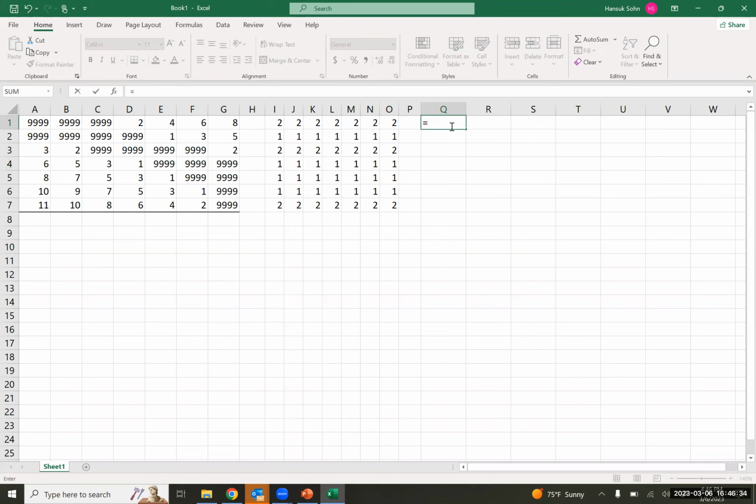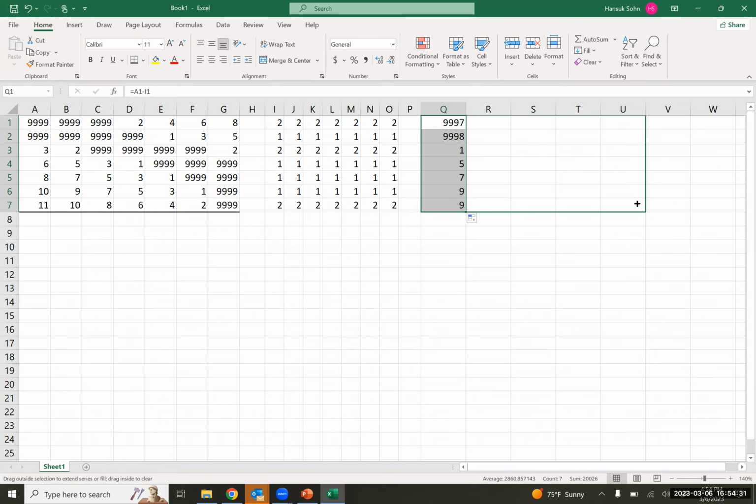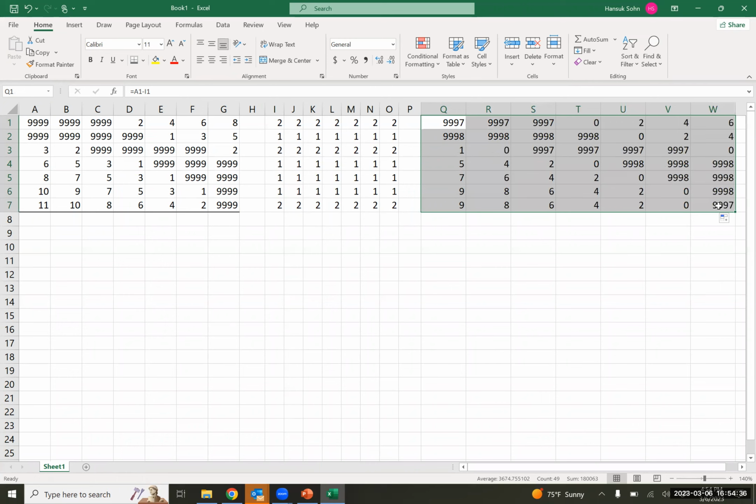So this value is going to be 9,999 minus this, right? Okay, so we're going to do the same computation. So we'll just copy and paste. So this is our new cost matrix.